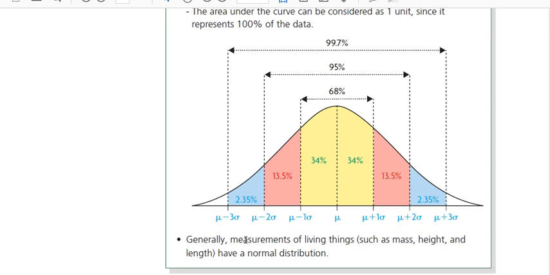And then just a final note here. Generally, living things, these kind of things, mass, height, length, different things would be normally distributed. There's lots of things in the world, like temperature, that might not be, but again, random sort of test marks and stuff like that would approach a normal distribution given a large number of students.